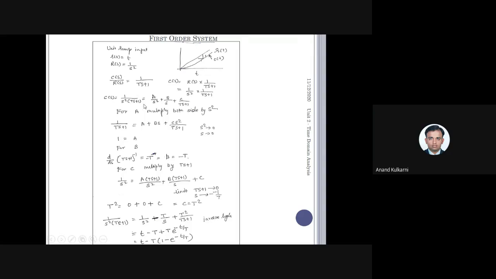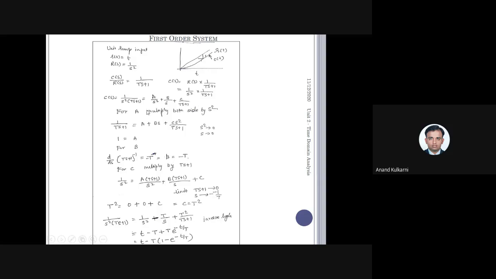That is, 1 upon s square into ts plus 1 can be written as a upon s square. When the s square or s cube term is there, there will be additional partial fractions. So a upon s square, then b upon s also has to be considered. If it is s cube, for the unit parabolic function, in that case you will get a upon s cube, b upon s square, c upon s. 3 terms you will get. Now here, s square means there are 2 terms corresponding to s square, that is a upon s square and b upon s. Then c upon ts plus 1 as it is.